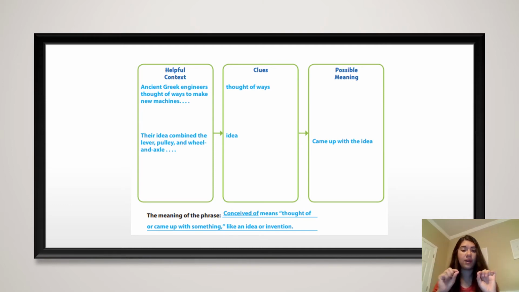So on the bottom, in a complete sentence, it says the meaning of the phrase. So I wrote in a complete sentence as I want you to do. Conceived of means thought of or came up with something, like an idea or an invention. So now you can add that word to your vocabulary to sound smarter.